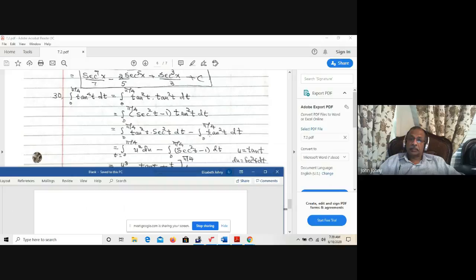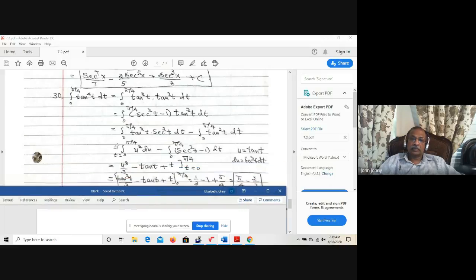And here you write it as secant square t minus 1. This tan square t is replaced by secant square t minus 1, whereas you substituted tan t is equal to u in this case. So this is integral t varies from 0 to pi over 4 u square du minus integral 0 to pi over 4 secant square t minus 1 dt, and this is u cubed over 3 minus, and the derivative of secant square t is tan t, so this is minus tan t. Then you have two negatives, that makes a plus, so plus, and the derivative of 1, that is t.